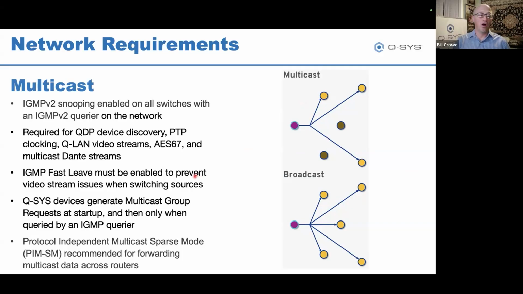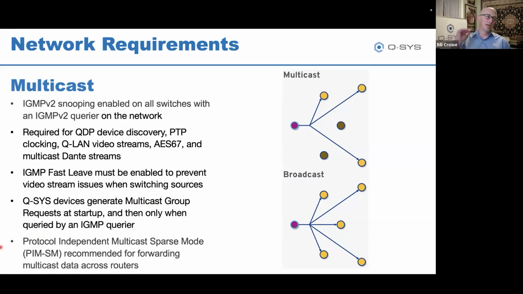What else requires multicast support on the network? I mentioned QDP for device discovery. PTP clocking as well requires support for multicast. QLAN video streams. If you're doing any AES67 audio on the network, that's going to be multicast. And Dante can be multicast depending on your routing. So obviously, with all of this listed here, you can see how important it is to have your network correctly handle multicast data.